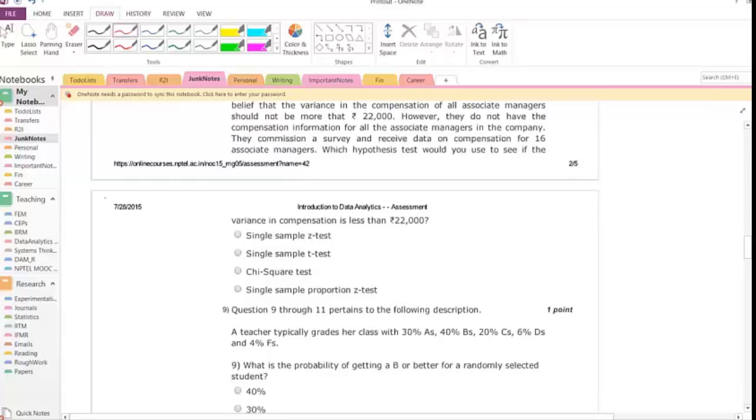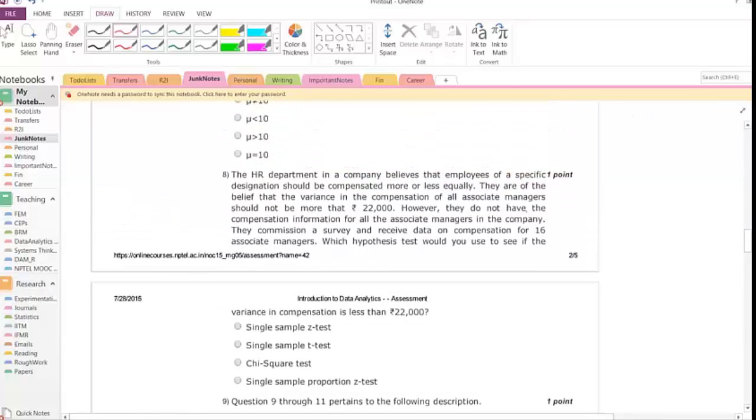So the idea behind saying that is that if they had the entire data, this would not be an exercise in inferential statistics. They unfortunately have to take a sample in order to do this. So they commission a survey and receive data on compensation for 16 associate managers. Which hypothesis test would you use to see if the variance in compensation is less than 22,000 rupees?